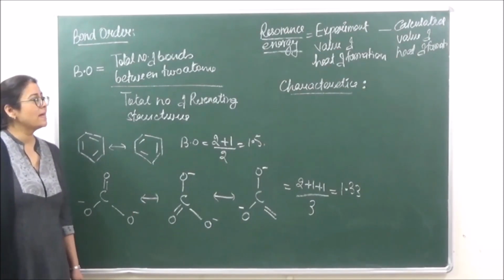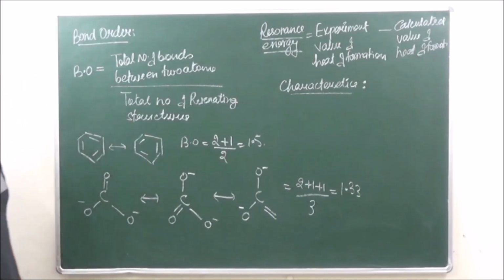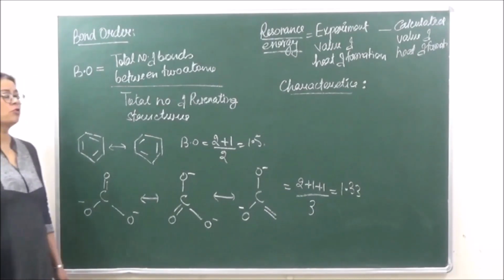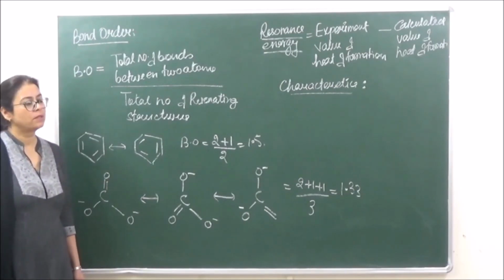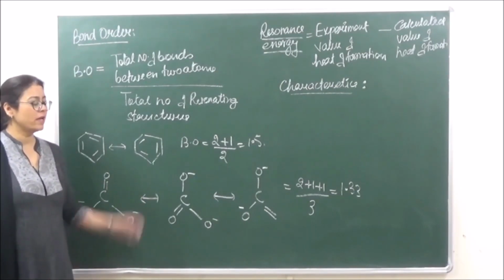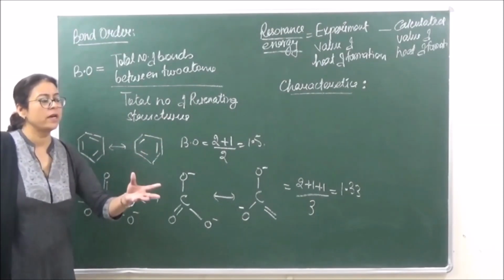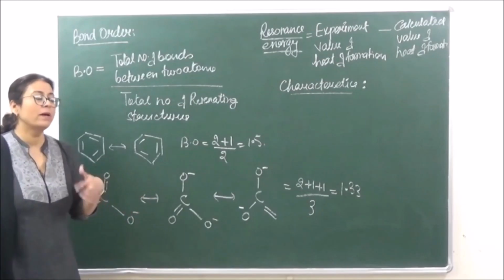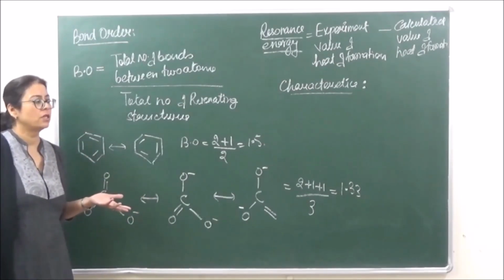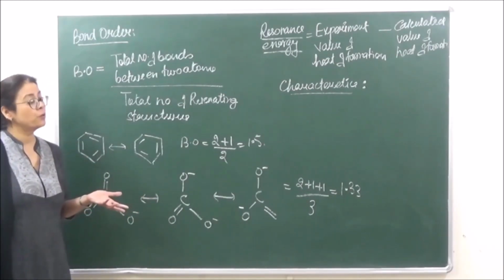Now why is this happening? Because resonance energy is the energy released. So if more energy is going to be released, the molecule is going to become more stable. ठीक है? So अगर आपको क्वेश्चन आया हो कि एक मॉलिक्यूल दिया है उसकी रेजोनेंस एनर्जी ये है और दूसरा मॉलिक्यूल दिया है उसकी रेजोनेंस एनर्जी ये है, which is going to be more stable? The one which has greater resonance energy. That is going to be more stable.